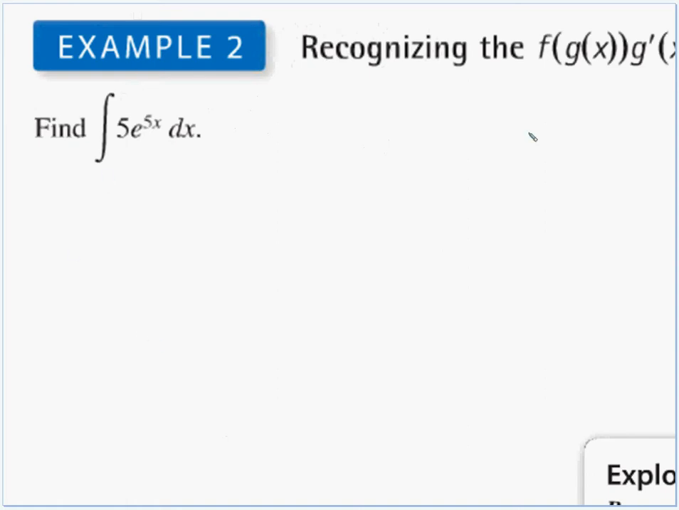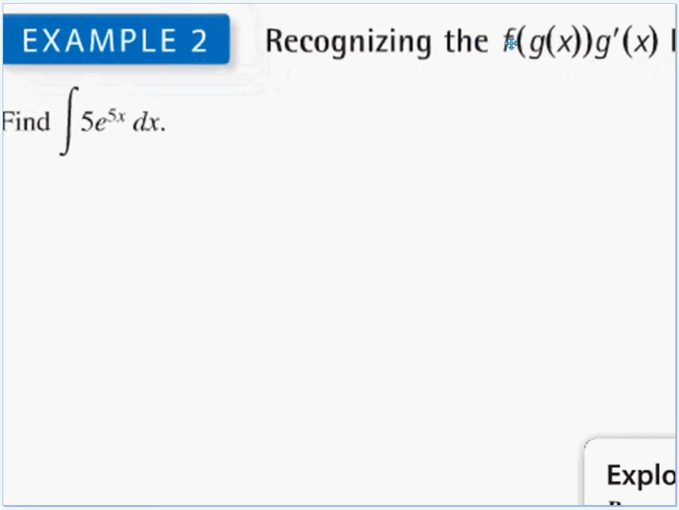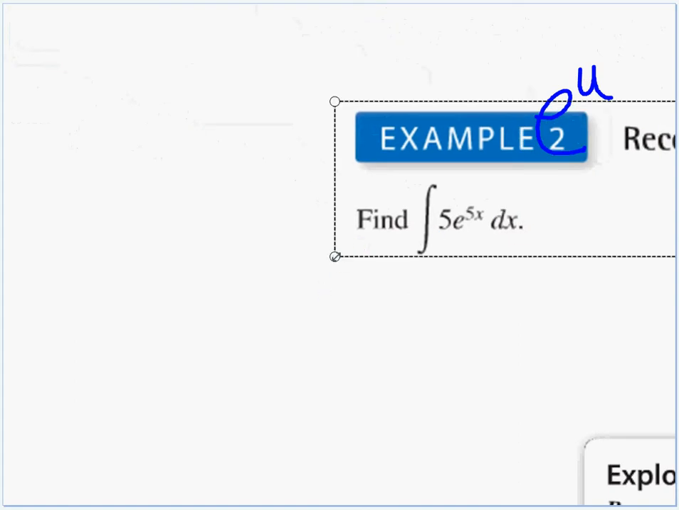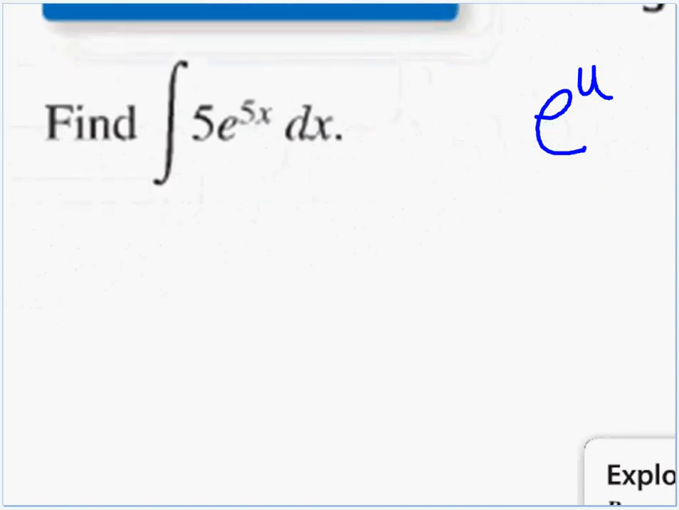Okay, example 2. They've changed this one in the new edition of the book, but it's still just we're recognizing that pattern. So if you see e to some exponent, I'm just going to use u, e to the u, look, the u up here, this exponent is more than likely your inner function. So I'm going to blow this up a little bit more here. There we go. So if this 5x is our inside function, what is the derivative of 5x? Well, the derivative of 5x is 5, and the 5 is present. We've also got our dx. This rocket is ready for launch.